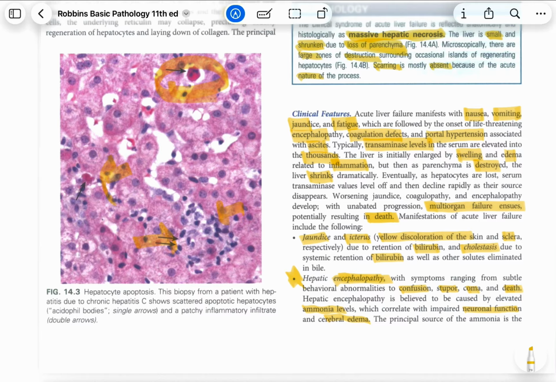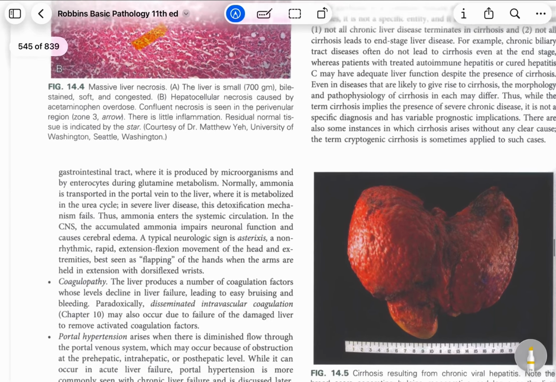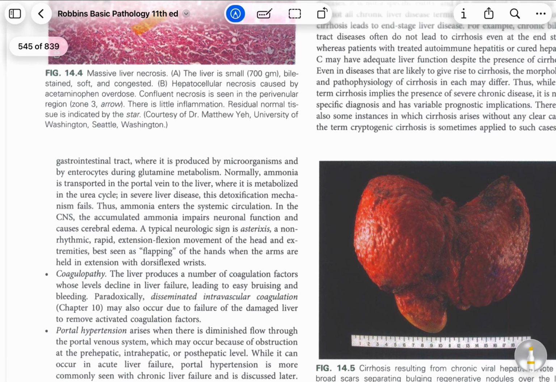Okay, so where is this ammonia coming from? The principal source of ammonia is the GI tract, where it is produced by microorganisms and by enterocytes during glutamine metabolism. Normally what happens is this ammonia is transported into the portal vein to the liver, where it is metabolized in the urea cycle. But in severe liver disease, this detoxification mechanism fails, and thus the ammonia will enter the systemic circulation. So this is the reason, and when it reaches the CNS, it impairs neuronal function and causes cerebral edema.